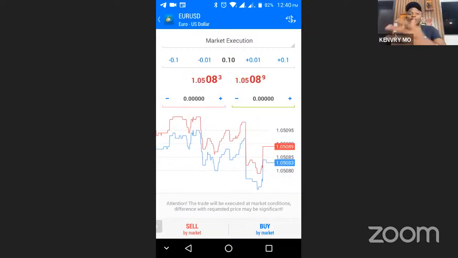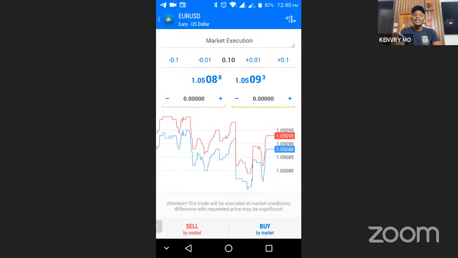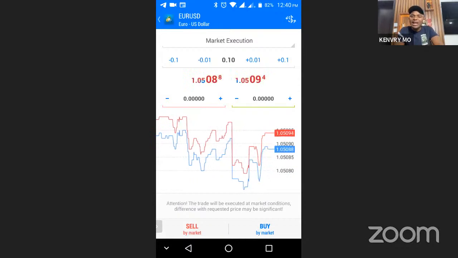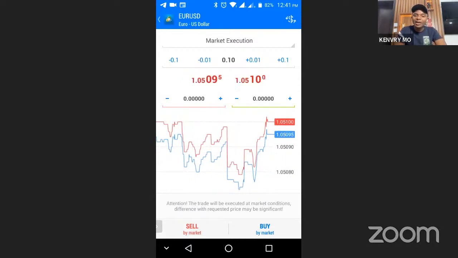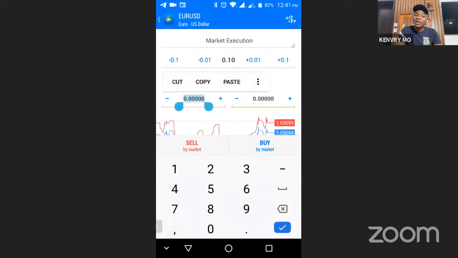So you guys are seeing, this is what it looks like. It's not really different. The only difference is on Android, the green line is a buy, while the red line, the first one on the left, is a sell. The red line is where you put your stop loss, while your take profit is the green side. Does that make sense? So if you want to put a stop loss, you put it on the red line. If you want to put a take profit, you put it on the green line. That's the only difference. Then you click sell or buy.